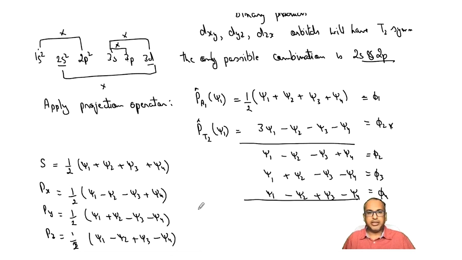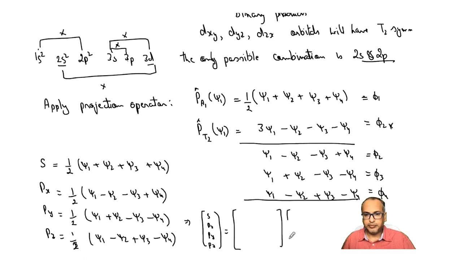Now, if I try to write this in matrix form, I can say S, Px, Py, Pz is equal to psi 1, psi 2, psi 3, psi 4, right? And this will be my half, which I can take outside. This is 1, 1, 1, 1; 1, minus 1, minus 1, 1; 1, 1, minus 1, minus 1; 1, minus 1, 1, minus 1, right?